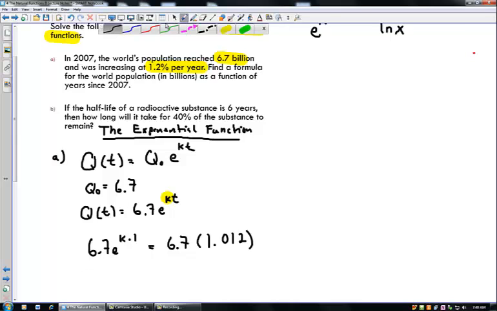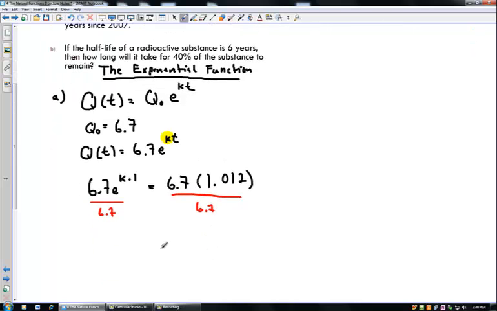And now I can divide both sides by 6.7. So let's take out a different color here. So I want to solve for k. So I'll divide both sides by 6.7. 6.7s will actually cancel on both sides, which is nice. So I just have e to the k equal to 1.012. And I can solve for k because I can use the other natural function, which is the ln function.